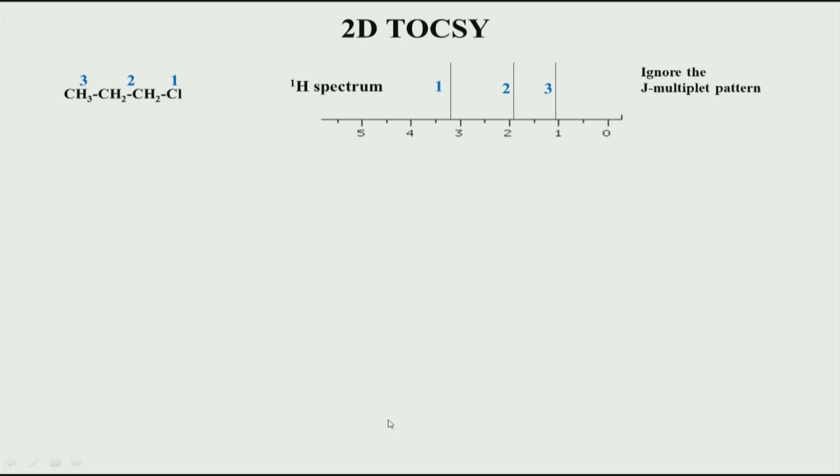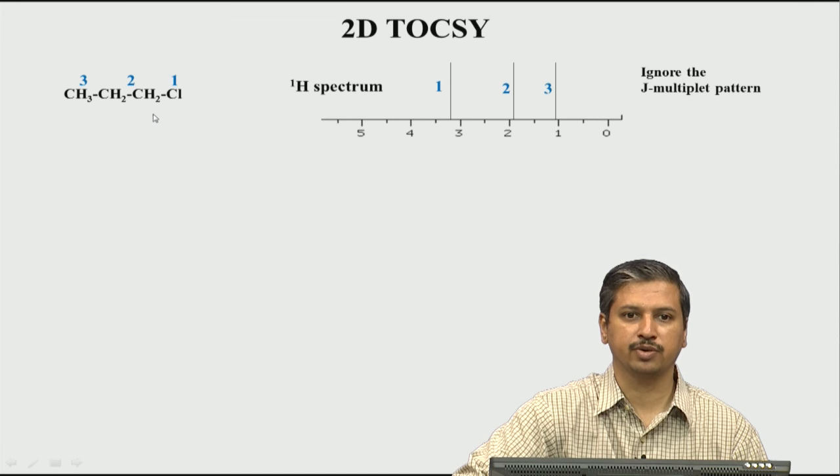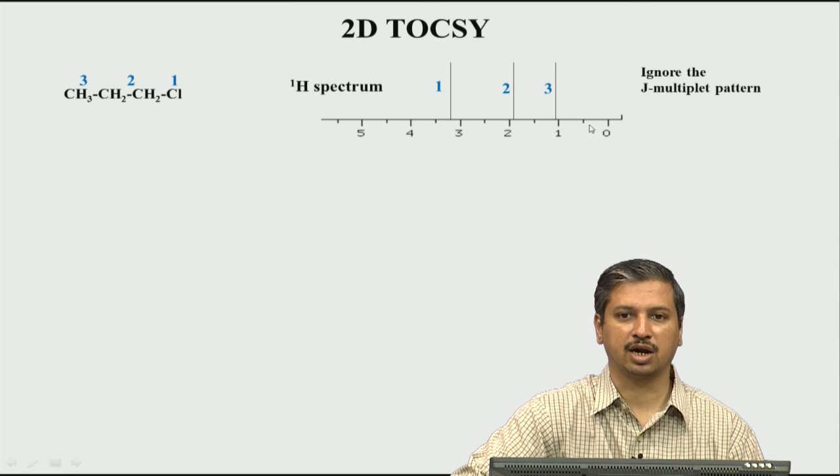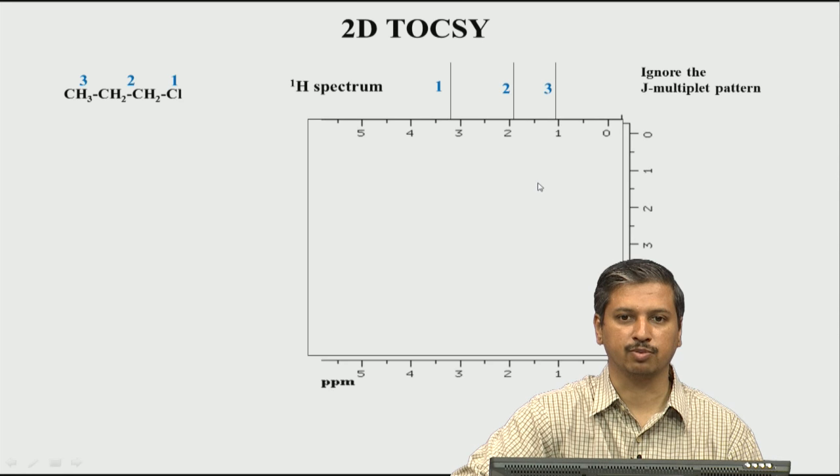Okay. So, let us see the spectrum we expect for this particular molecule, the same system we saw in the last lecture. This is propyl chloride. Hydrogen atom 1 is here, 2 is here, and 3 is here. If you record a standard 1D spectrum, again for the sake of simplicity ignoring the J multiplet pattern, you expect this kind of peak pattern.